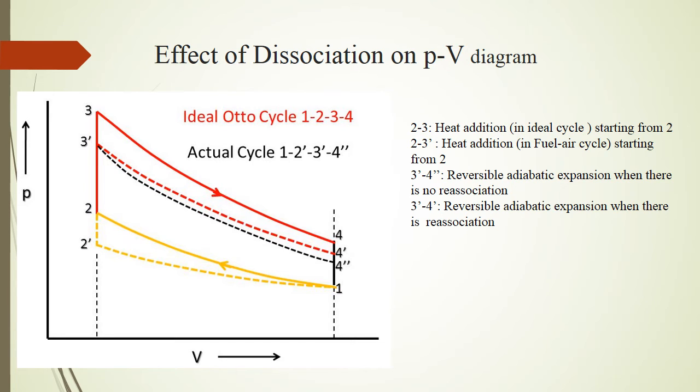So we can observe that the effect of dissociation is to lower the temperature and consequently the pressure at the beginning of the expansion stroke. This causes a loss of power and efficiency. Though during recombination the heat is given back, it is too late and some of the heat given back is lost in the exhaust.